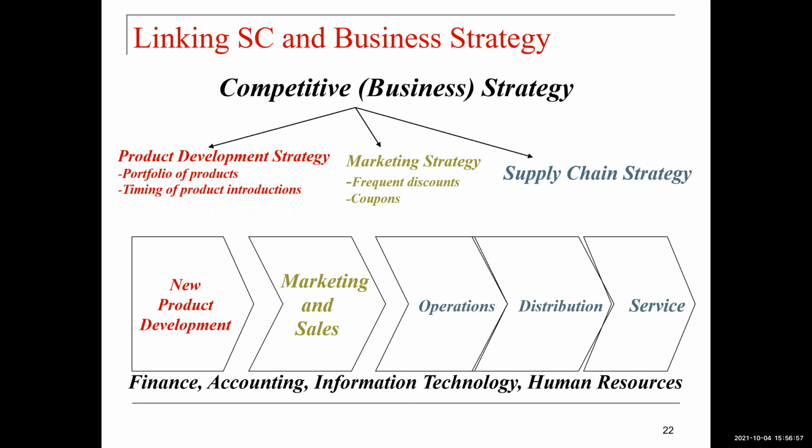You see in this part there are five pieces: new product development, marketing and sales, and then operation, distribution, and service. Three of those five are related to operations and supply chain strategy. For new product development, you have the involvement of many areas of your company, including finance, accounting, information technology, and human resources, all of them impacting the five areas listed here.